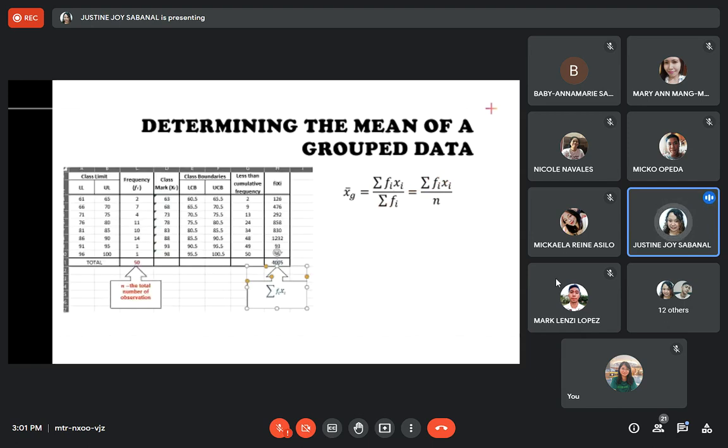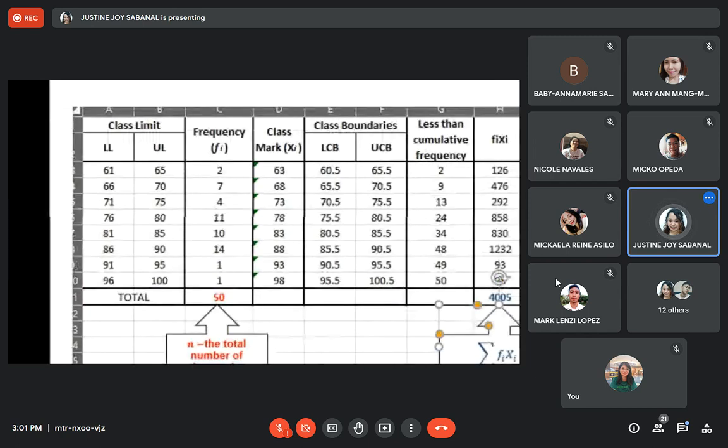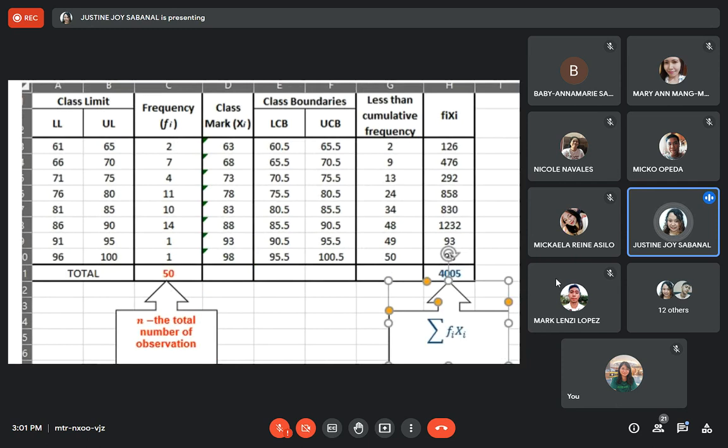So, ngayon, ito po yung ating frequency distribution table. So, ang gagawin po natin, under the portion of frequency, kunwari sa first class, ang frequency niya ay 2, i-multiply natin by 63. Kaya ang nakuhang sagot po doon ay 126. Then same process, 7 times 68 is 476. 4 times 73 is 292. 11 times 78 is 858.